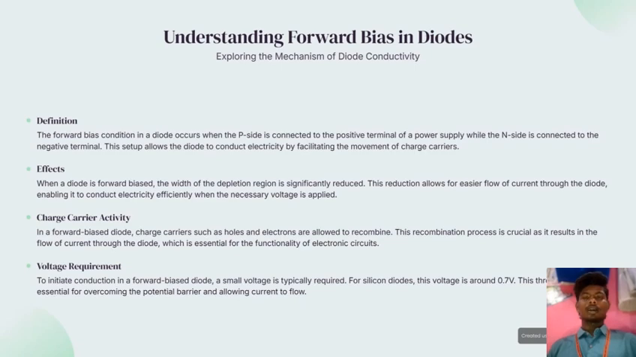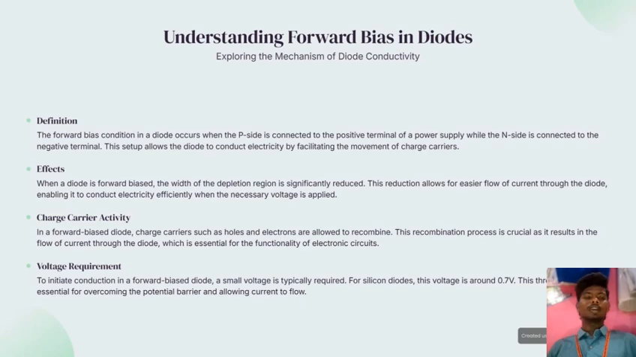Understanding forward bias in diodes, exploring the mechanism of diode conductivity. Definition: forward bias conduction in a diode occurs when the P side is connected to the positive terminal of a power supply while the N side is connected to the negative terminal. This setup allows the diode to conduct electricity by facilitating the movement of charge carriers.